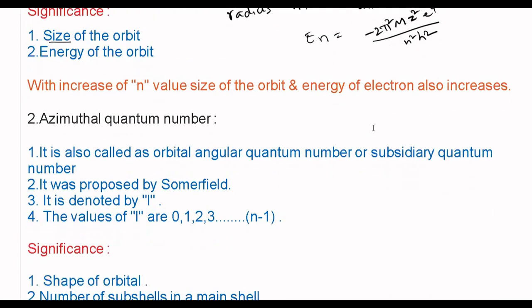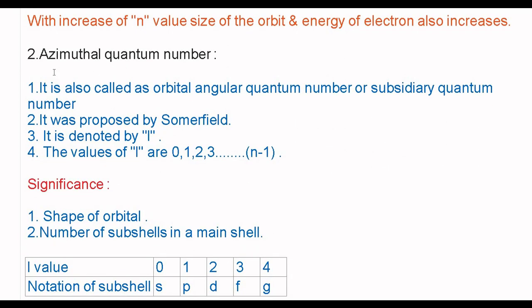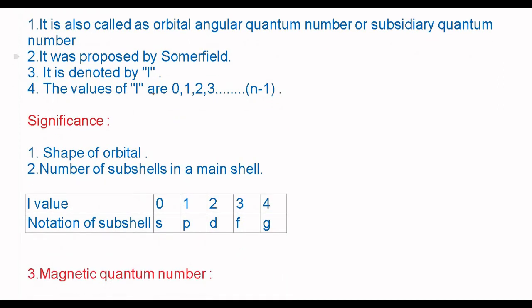Is it clear? So the second quantum number is the azimuthal quantum number. This quantum number is also called the orbital angular momentum quantum number. See here, we are saying orbital. That means it is telling us about the s, p, d, f orbitals. It is also called the orbital angular momentum quantum number or subsidiary quantum number.